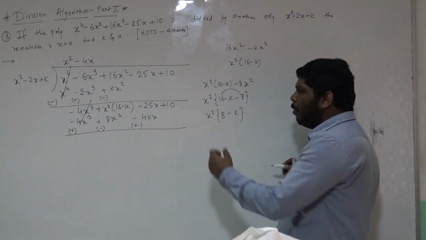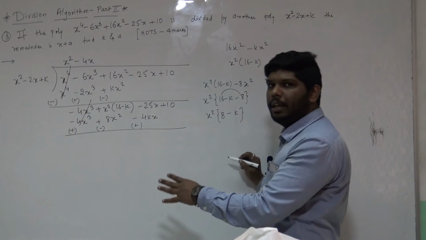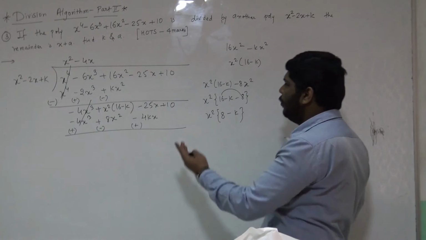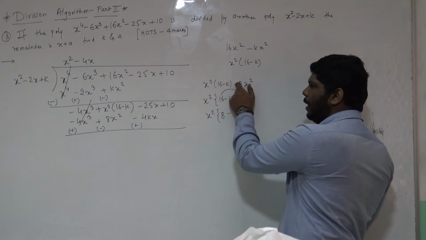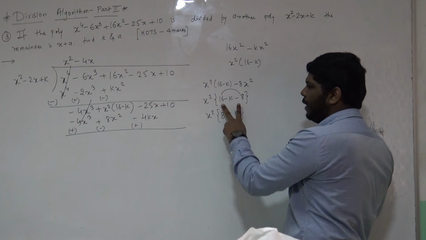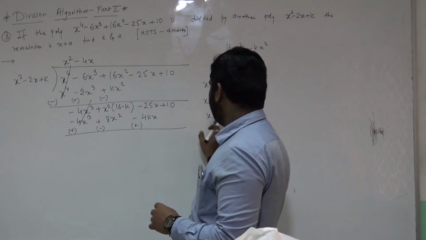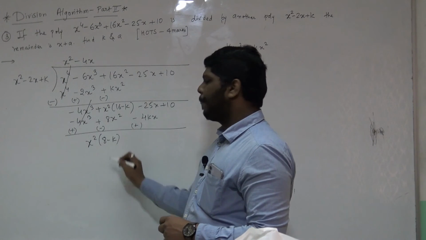So first I am solving it on some other corner, so that there won't be any mistake. You cannot directly solve it in the first attempt itself. So it's okay if you solve it separately here. Here x square is common, 16 minus k remaining, from here minus 8, 16 minus 8 will be 8 and minus k as it is. So my first subtraction is giving me the answer of x square times 8 minus k, correct?